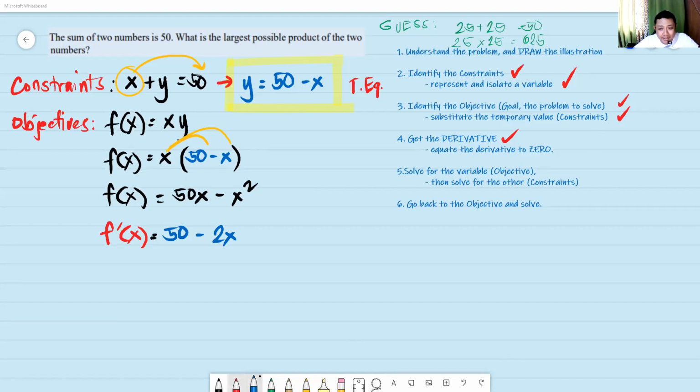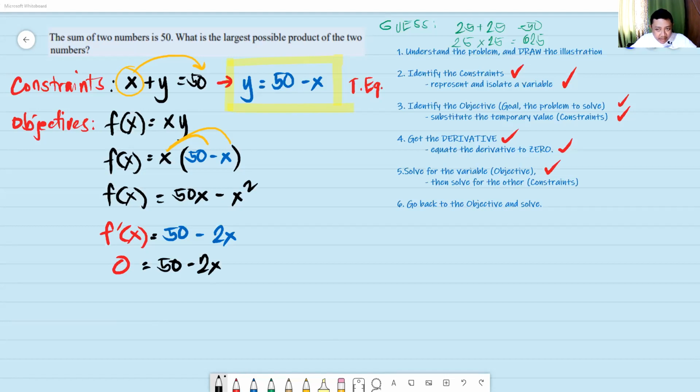After getting the derivative, the next step is to equate the derivative to 0. What will it be? Equate the derivative to 0. So therefore, we will change this to 0 is equal to 50 minus 2x. Now we're done with the equating to 0. Next, solve for the variable. Go. This time it's x. What will be the value of your x?